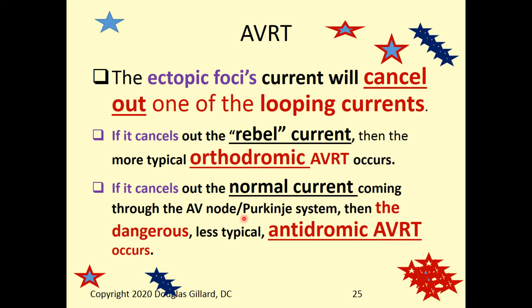retrograde through the Purkinje system. And when I say Purkinje system, I'll just include the AV bundle of His, the AV node in that system. That's a bad thing. That's antidromic AVRT. That one, thank goodness, is pretty easy to see on ECG tracing.